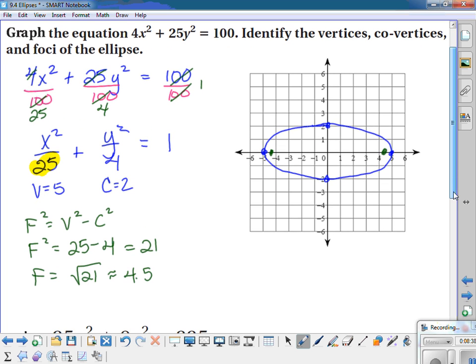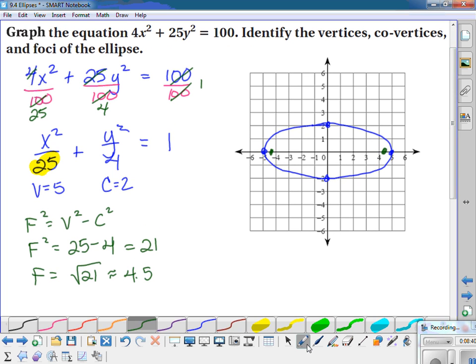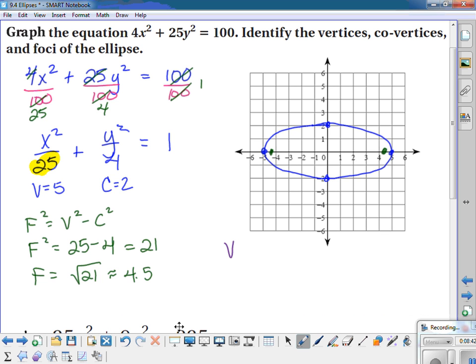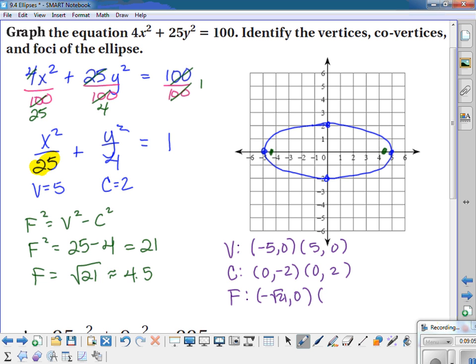So just listing all of them then. The vertices are at negative 5, 0 and positive 5, 0. My co-vertices were at 0, negative 2 and 0, positive 2. And then my foci were at negative root 21, 0 and positive root 21, 0.